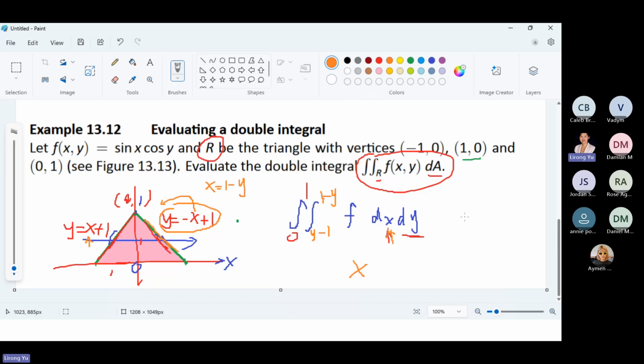Any question? Are you okay? What I need to explain is how we exactly get to write the integration boundary, and then we're all set for calculation. The integration function is sin x times cosine y. Right, so that's what we're integrating.